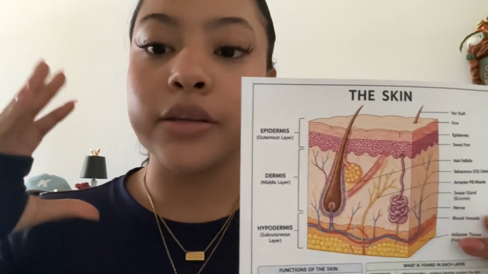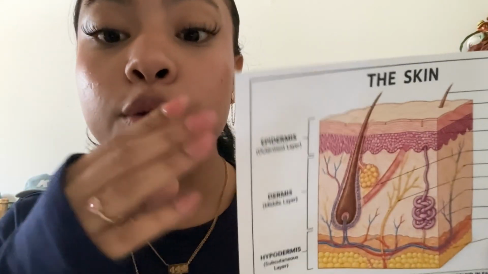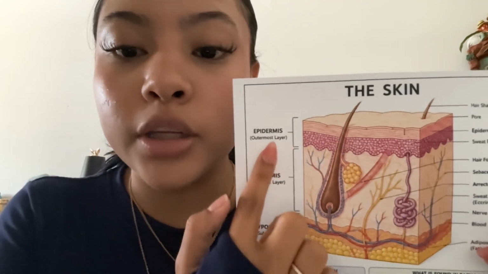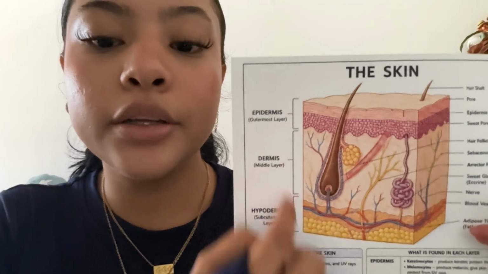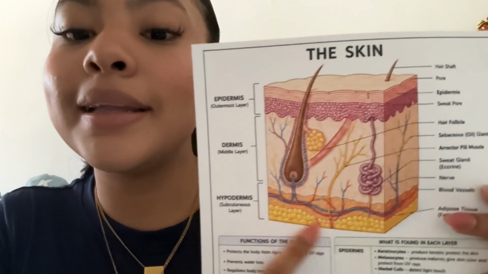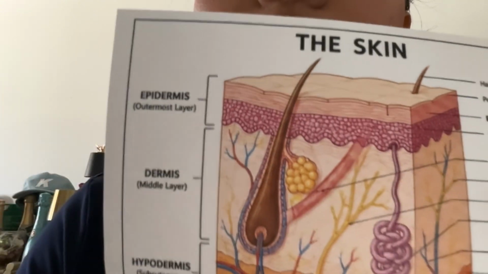Obviously, the skin is divided into different layers. The main layer, which is the one that protects us, is the outer layer, which is the epidermis. Then we have the dermis, which will be the middle layer, and then we have the hypodermis, which is the last layer of the skin. Okay, let's get more deep into the three layers.